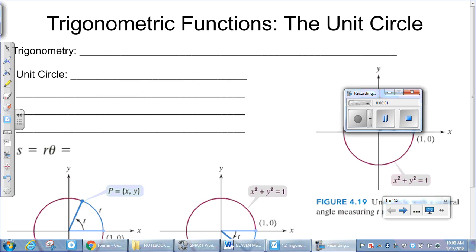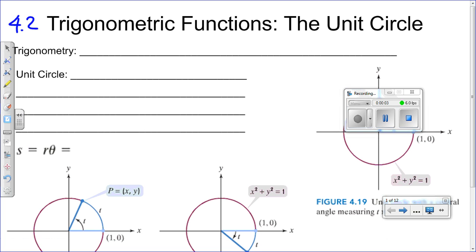Video will cover section 4.2, trigonometric functions and the unit circle. So the definition for trigonometry: the word trigonometry means the measurement of triangles.